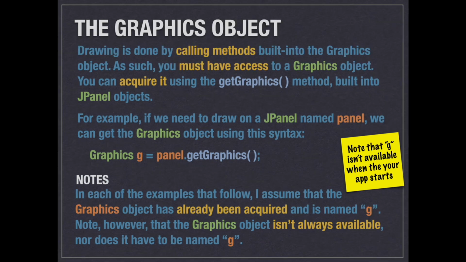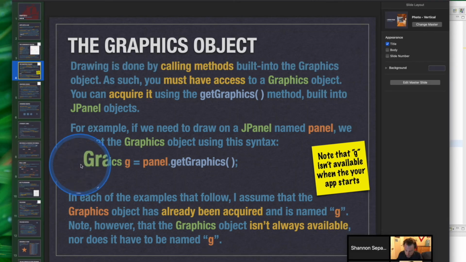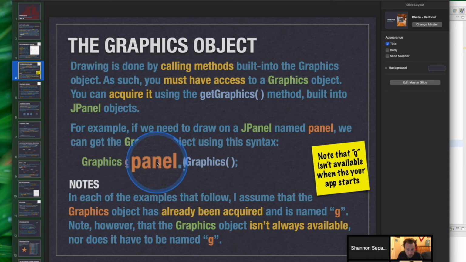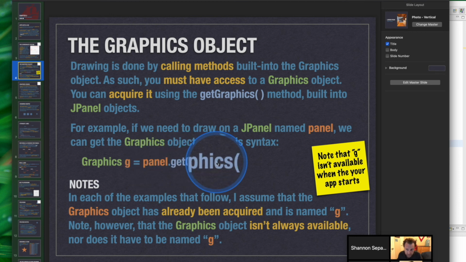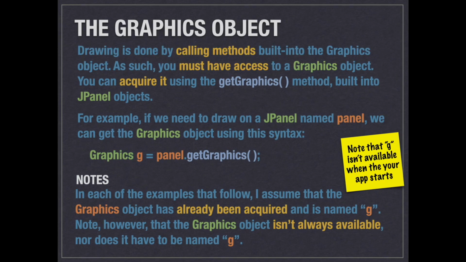So we're on the graphics object slide. To do any drawing in Java, like to draw a circle or something, we need access to something called the graphics object, which is easy to get. You can see the syntax right here. It's Graphics g equals whatever you want to draw on, like a panel dot getGraphics. So if we had a panel named panel, the way we would draw on it typically is to call a line of code like that to acquire access to the graphics object, or we'll put the drawing in a location that already has access to the graphics object.